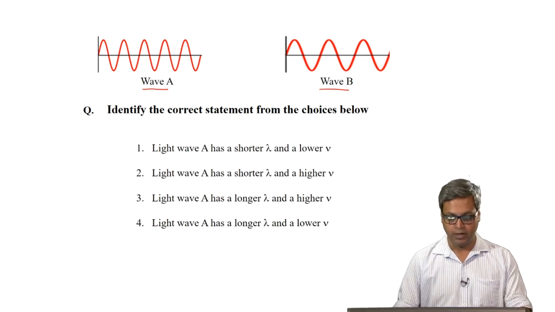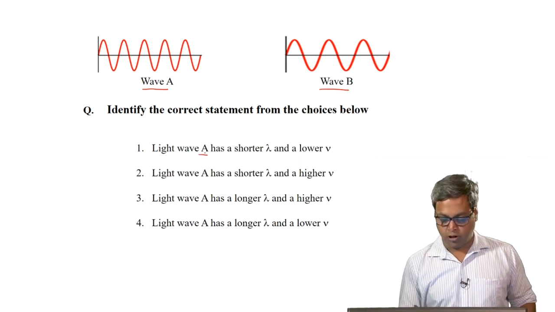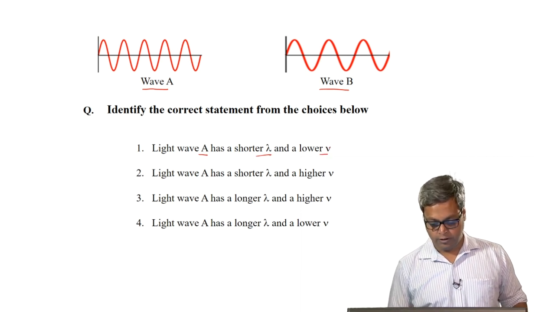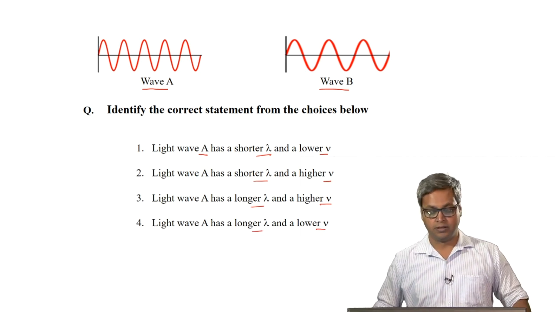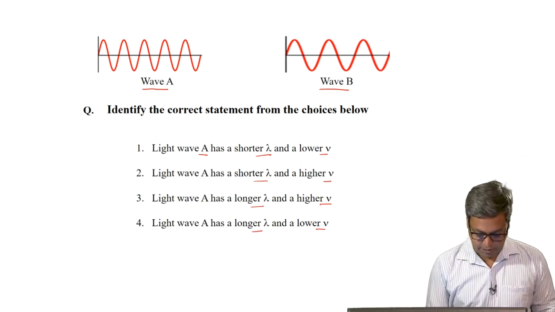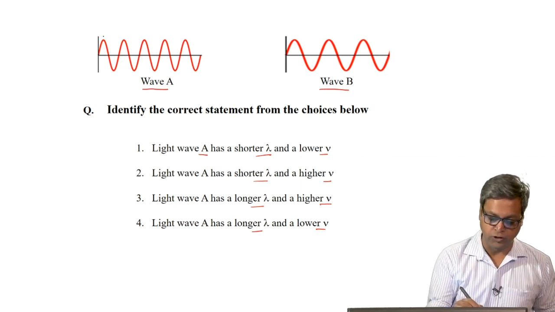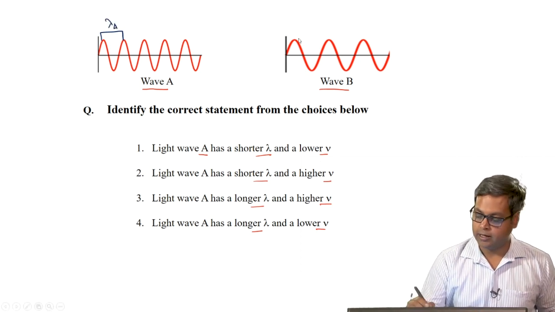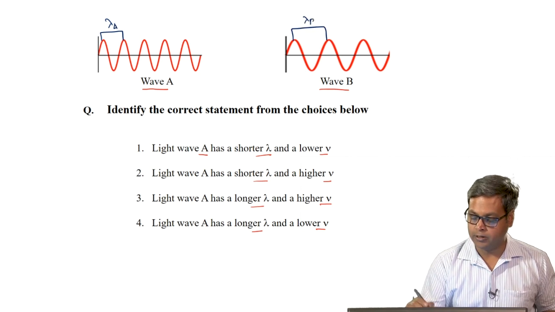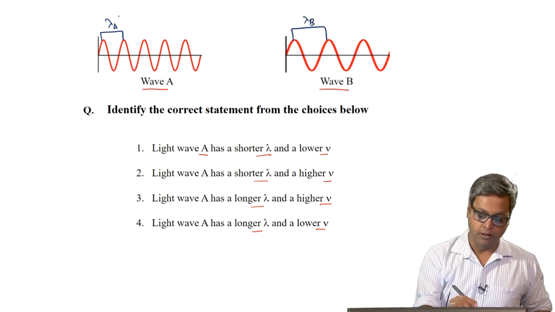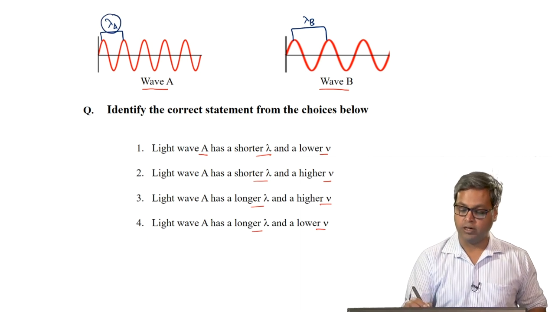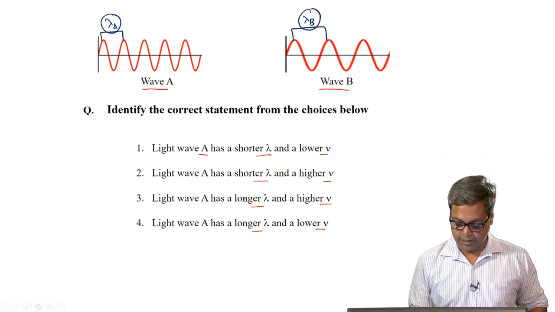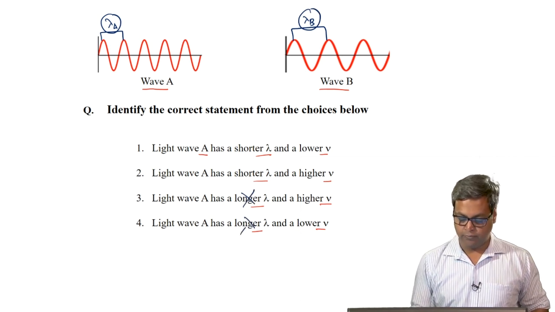What are the choices we have? Light wave A has shorter wavelength, lower frequency; shorter wavelength, higher frequency; longer wavelength, higher frequency; or longer wavelength, lower frequency. So, one of these answers is correct. We can see that wavelength is defined if we join two consecutive maxima. This is lambda A and for wave B, this is lambda B. So, we can immediately see the wavelength of A is shorter than the wavelength of B. In that case, we can eliminate 3 and 4.